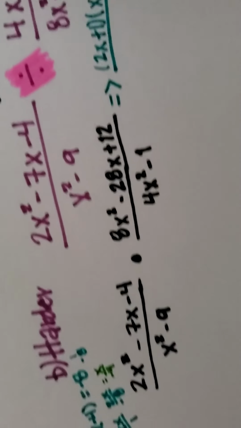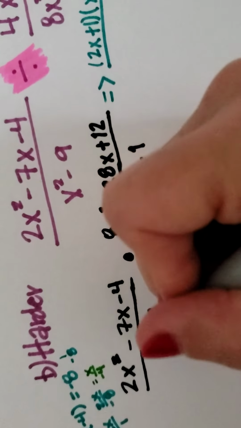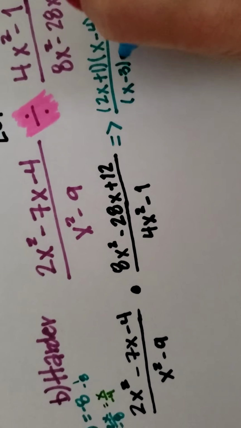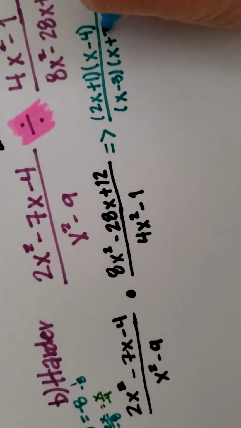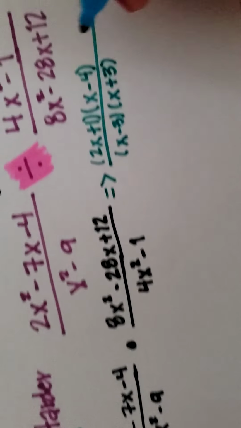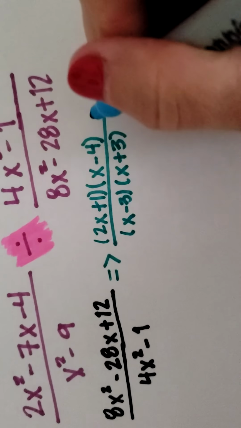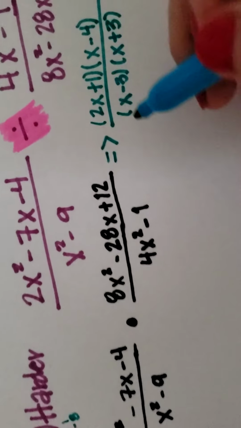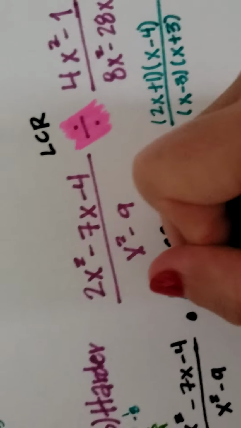Okay? All right, and then the difference of perfect squares, that's going to be x minus 3 and x plus 3. Now remember, this is multiplying, so it's really all just combined across the top and across the bottom. So I'm going to go ahead and start working on this now.